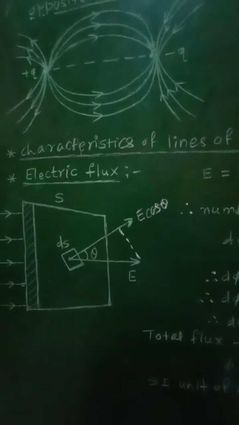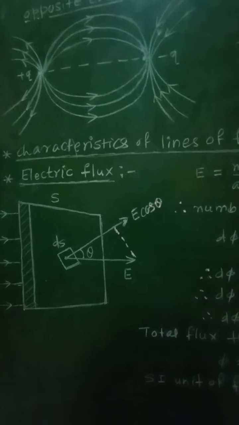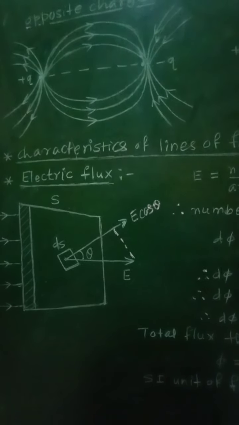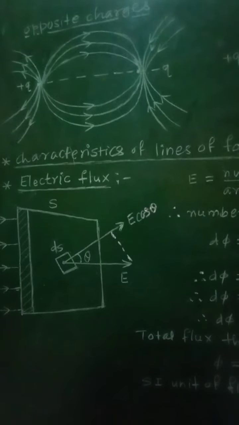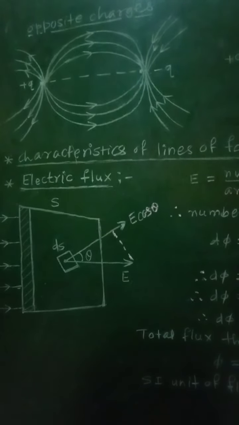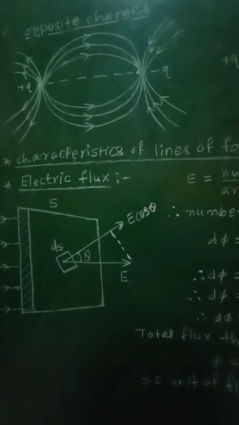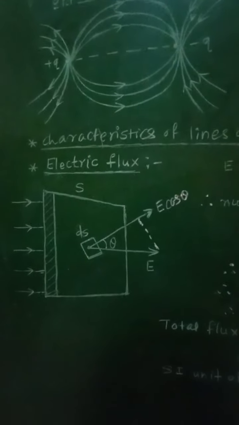Fifth characteristic, the magnitude of electric field intensity is proportional to the number of lines of force per unit area of the surface held perpendicular to the field.